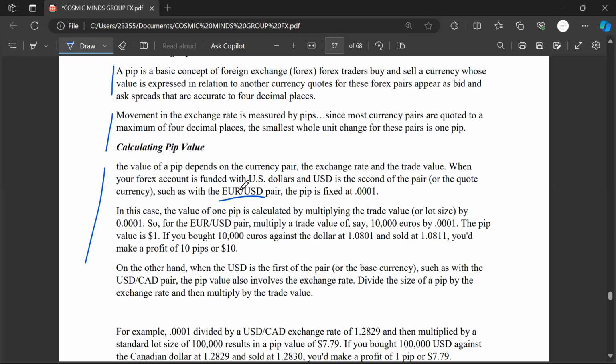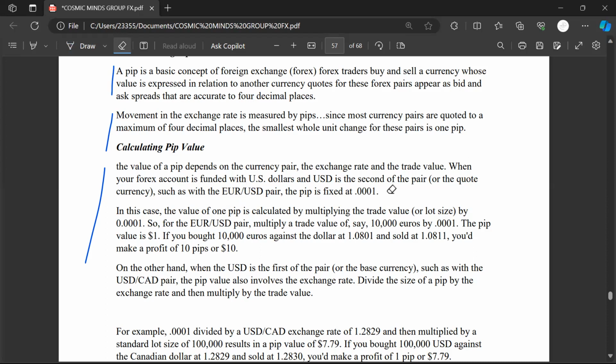The pair is Euro USD, and we are talking about the second leg of the pair. In this case, you funded your account in USD, and the pair that you're trading has its second leg as USD. Then there's a way of calculating that, and we are saying that if it happens that way, then the pip is fixed at 0.0001, right? So that is it.